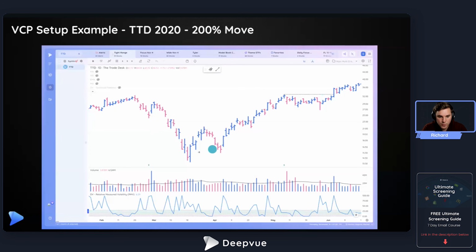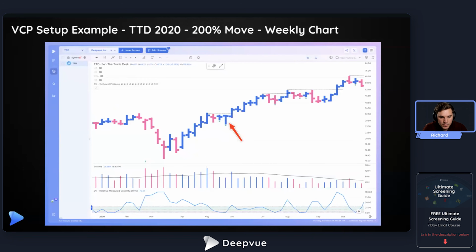So this is a great example from 2020. Again, we see the first correction, second correction, the last one a lot more shallow. And then right near all-time highs, we see a nice breakout from this tighter range. And we'll touch on RMV later on, but you can see clear defined tightness right here. Then we get the shakeout, which increases volatility, but then we see a decline in volatility, RMV pulling back, before we get that last push higher. So RMV is really helpful in identifying tighter ranges within consolidations and potential buy points as well.